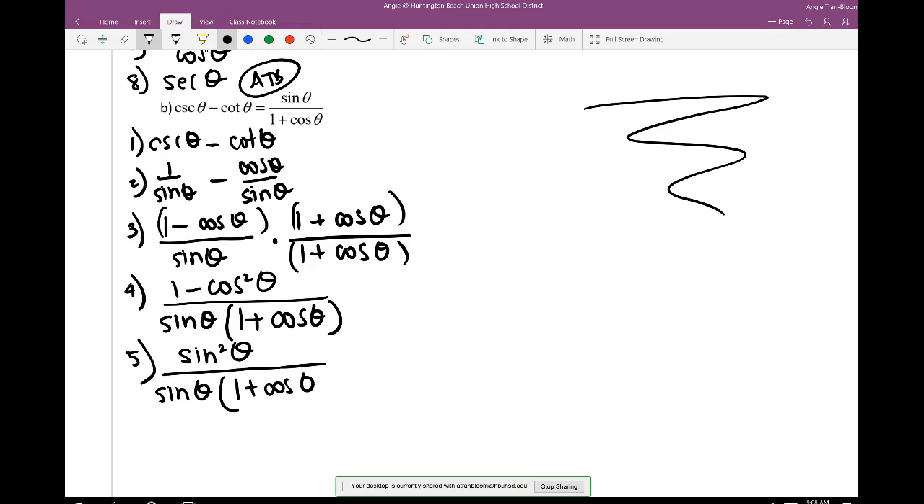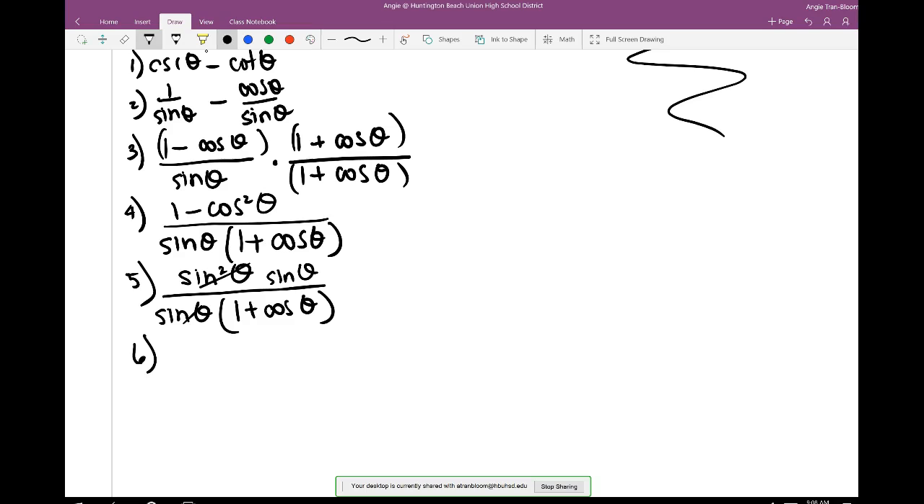Okay. Are we almost there? Perfect. Can I simplify now? I can simplify one of those, right? So, 6 is my last step. Am I correct? Sine of theta all over 1 plus cosine of theta.